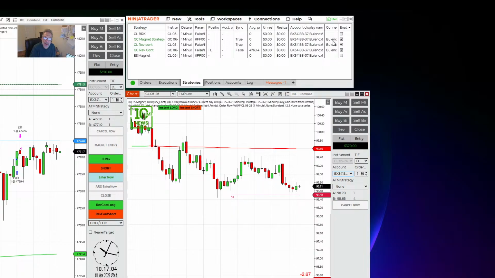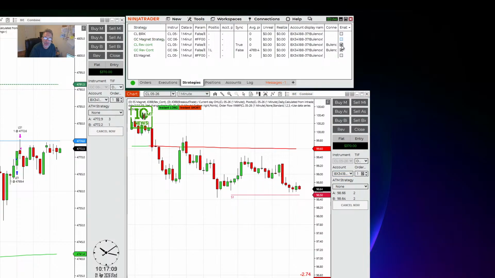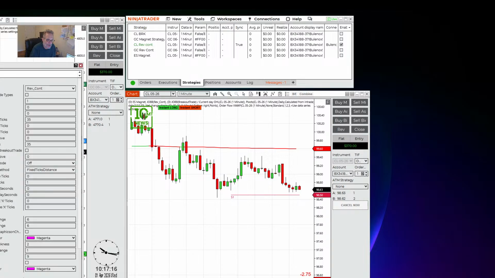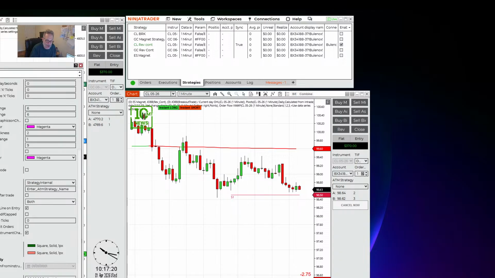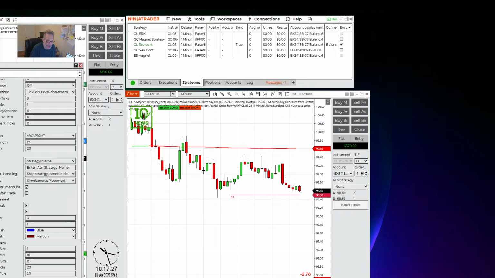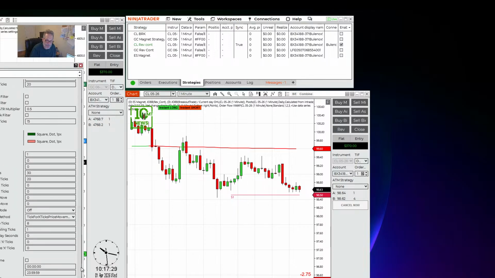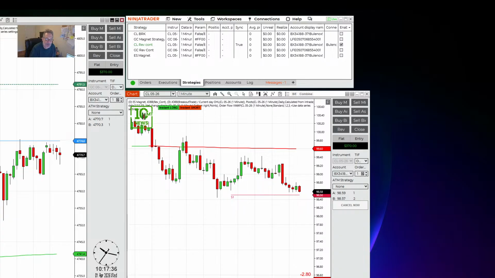Let's put gold on Lucid. Only something unbelievable is going to make me take a gold trade at the moment anyway. So we'll put gold on Lucid: right click the chart, highlight each strategy, change the account, okay, and then apply. Highlight the other strategy, change the account over to Lucid, press apply. Now both strategies are on Lucid.